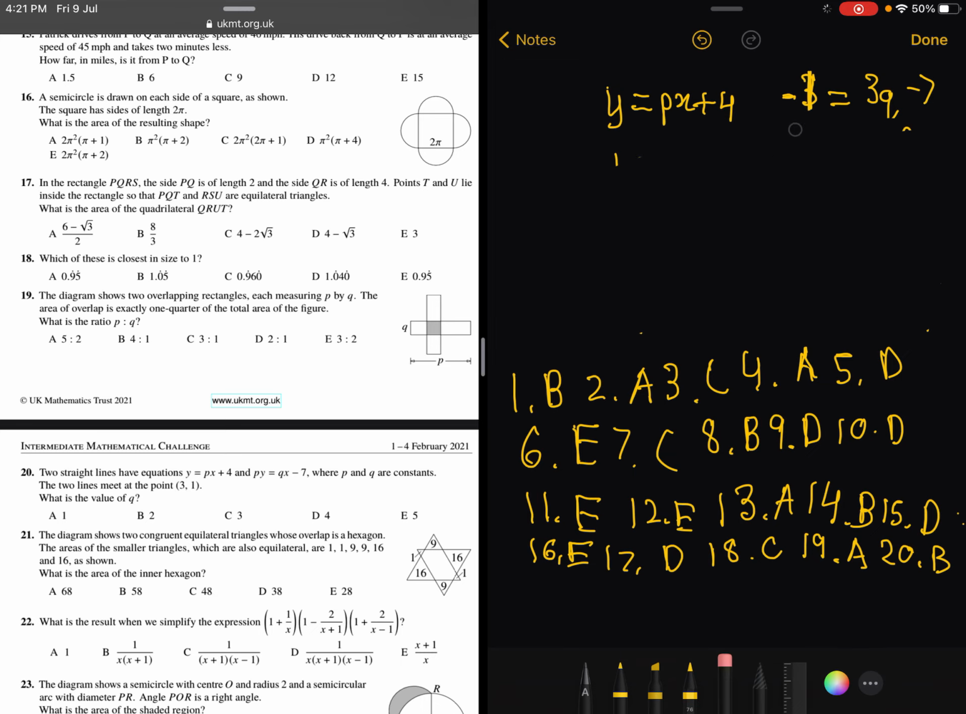Question 21, actually, if you want to do it in a proper method, there is a way of doing it. But there's actually a shortcut to doing this question. You can just see that they're all square numbers, right? So the area of one entire, because they are similar, because all equilateral triangles have the same angles, we can see that the area of the entire one hexagon has to also be a square number.